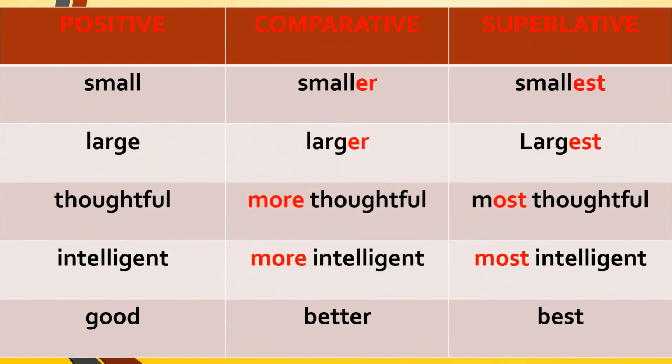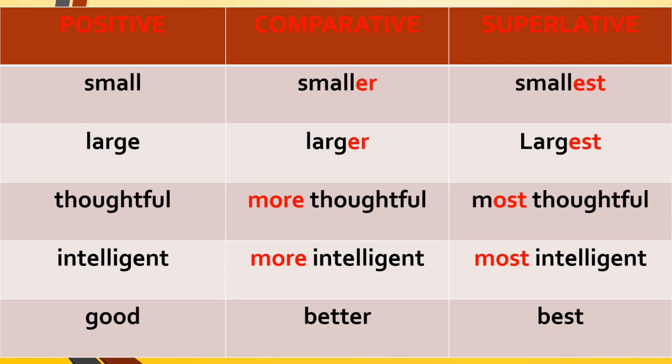Adjectives in the first column are positive degree, in the second column comparative degree, and the third column superlative degree. Once again, I will tell you: in comparative degree we add ER to the adjective, or more before the adjective if the adjective has three or more syllables. In superlative degree we add EST to the adjective, and we add most before the adjective if the adjective has three or more syllables.